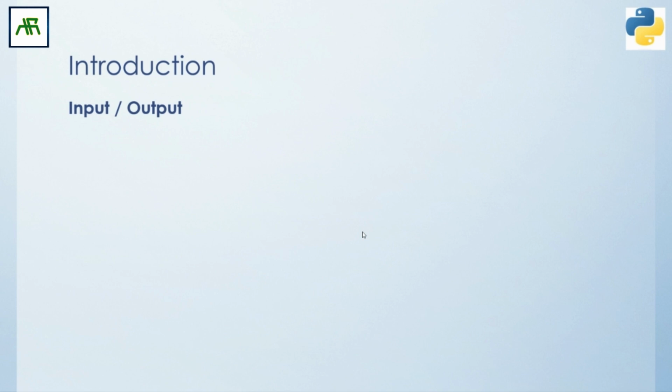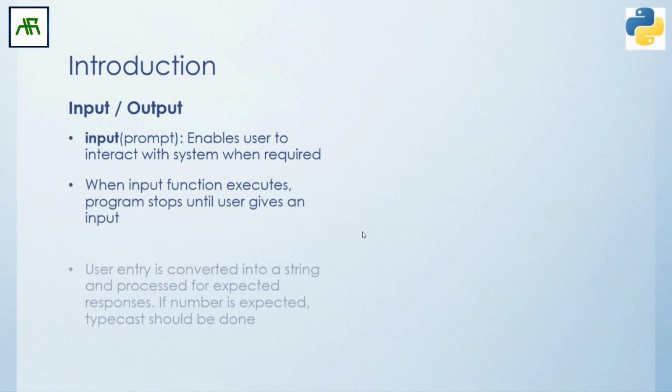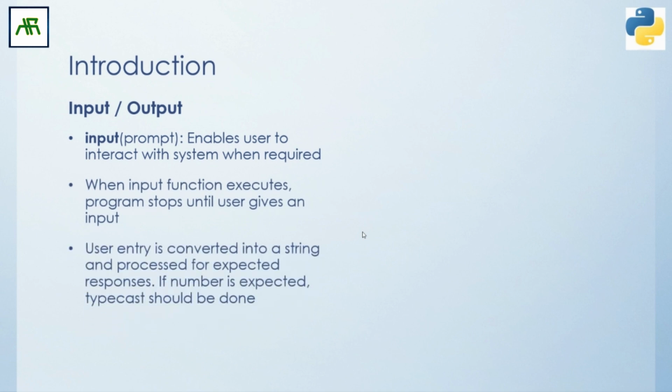And we'll come to input and output. Input and output are basically how we give information to the system or Python programming language, and after processing, how Python sends it out, and where it sends it out is the output system. The input prompt enables the user to interact with the system when required. When we use this, the Python program waits for the user to enter some information it expects. It will stop until the user gives an input.